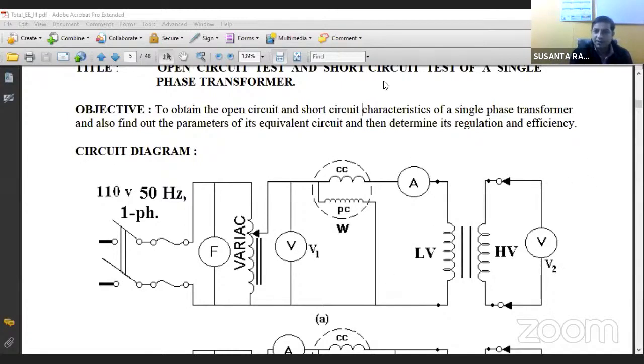So now what I will do, I will stop this share and I will go for the actual experimental setup.